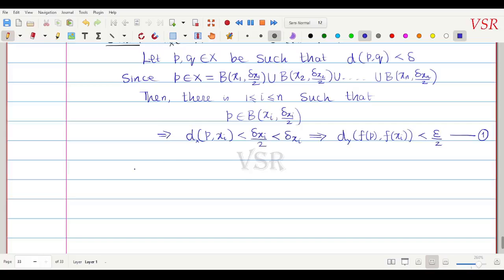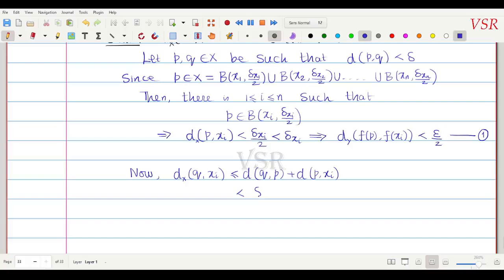Now let us calculate this fellow. Okay, let us calculate the distance between q and xi. And note that this is less than or equal to the distance between q and p plus the distance between p and xi. And note that this value is less than delta.